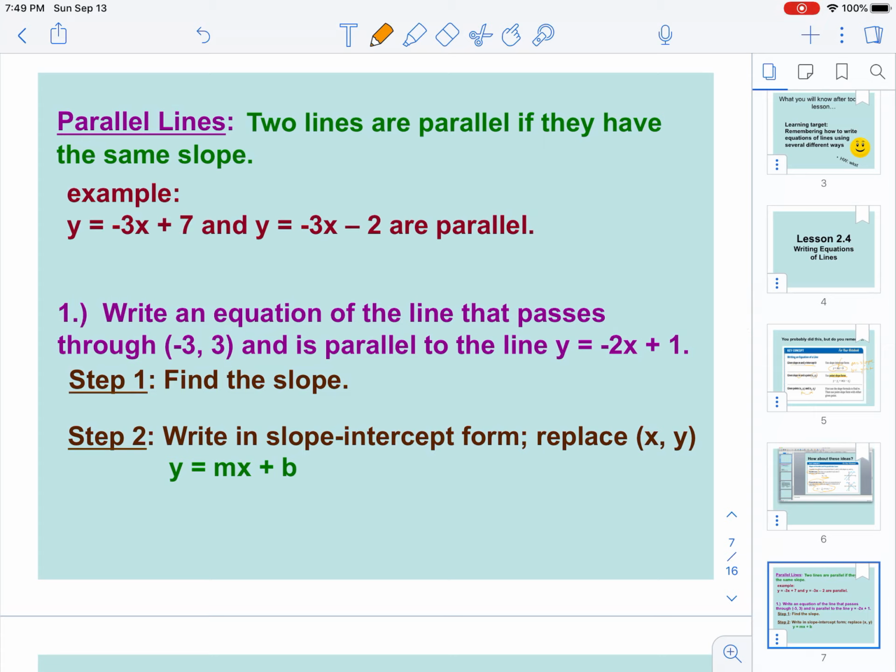So let's start with an example. 2 lines are parallel if they have the same slope. Remember that. The example is, I have this equation, and I know they are parallel because my slope is -3. So what we want to do is write an equation of the line that passes, this was just an example up here. We're going to move on to another example.